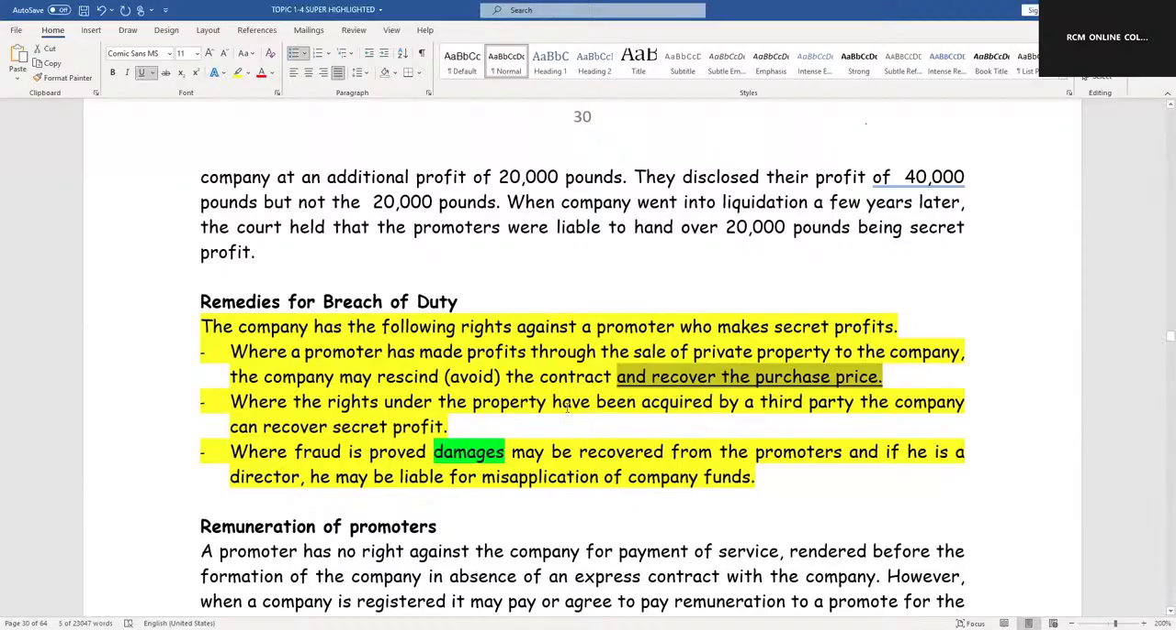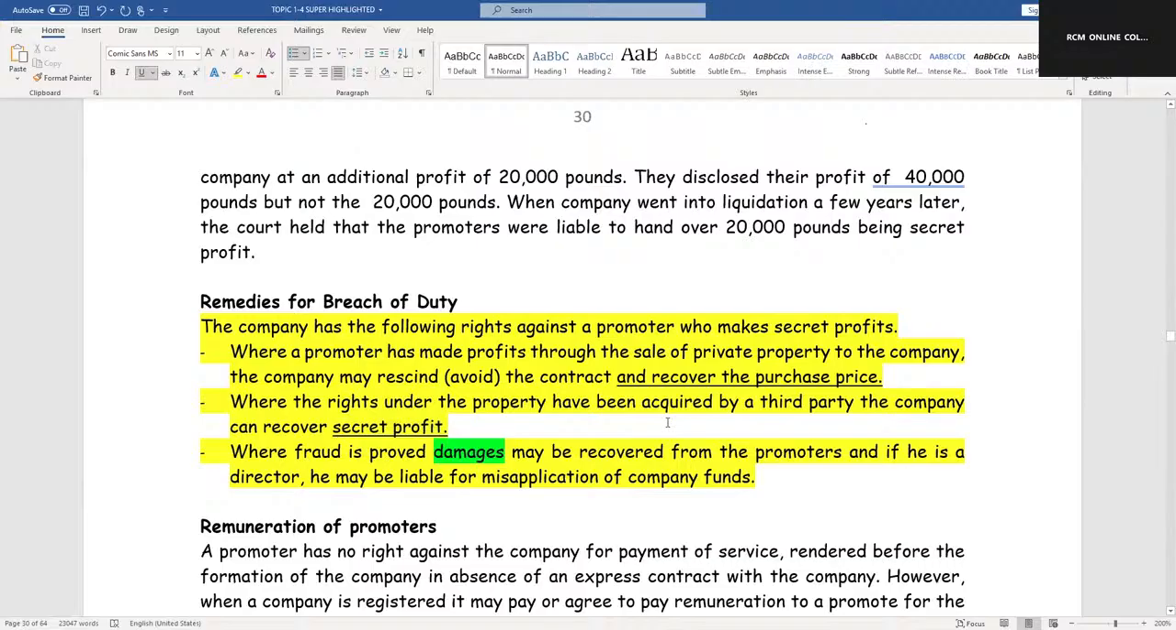So where the rights under the property have been acquired by a third party, the asset that was sold by the promoter to the company is not actually still held by the promoter. They have sold it to another person, so it is not within their means. They cannot return to recover the purchase price. In that case, they can recover only the secret profit.